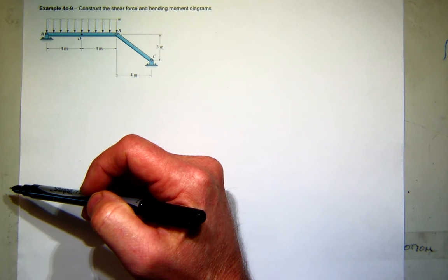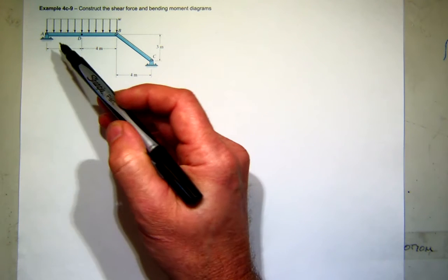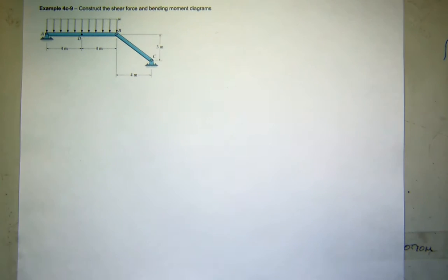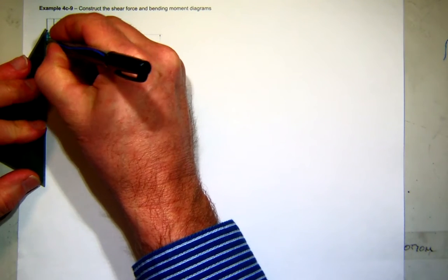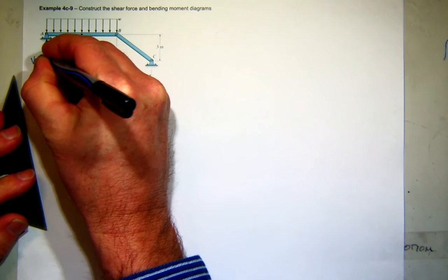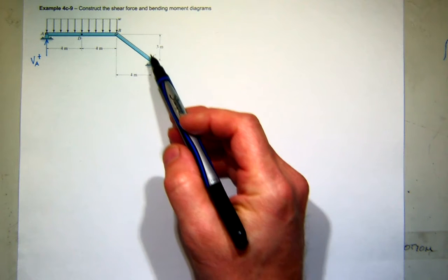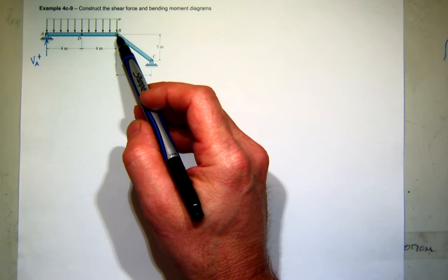Okay? Now, what should we do first? Should we get all the reactions first? Probably. So I'm going to start by assuming that I have positive shear here at A. And now it gets a little kind of interesting. Do I come over here and deal with the shear here? Or do I need to take it apart here at B?